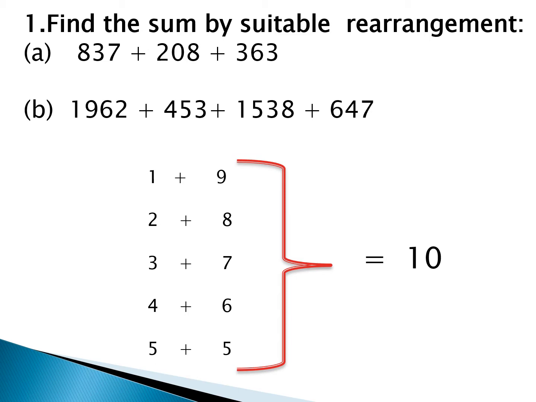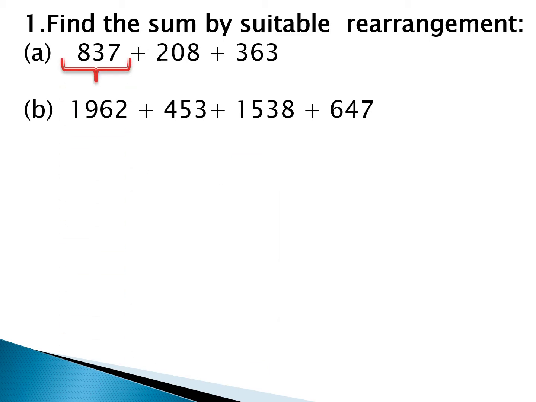Now let's see part A. 837 plus 208 plus 363. Now which two terms will you add first? Clearly you will add 837 and 363 first, because if you add these terms, it will give you 0 at ones place, because the digits at ones place in both the terms are 7 and 3. If you add, you will get 10 or 0 at ones place. So you will add 837 and 363 together.